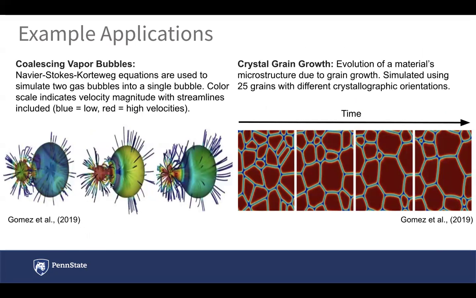Another example is the coalescence of vapor or gas bubbles, and this incorporates the Navier-Stokes equations with the Korteweg equations, where we have a smaller gas bubble that diffuses into the larger gas bubble. And so the magnitudes of the velocities and the streamlines are given in these different colors here, with blue equal to lower velocities, red are higher velocities.